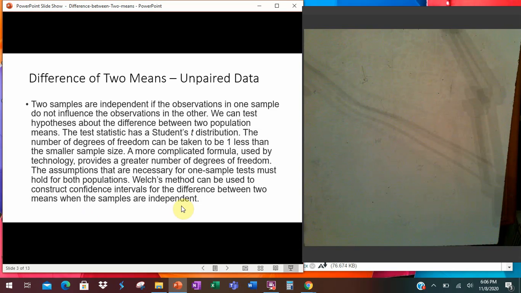So that's the more complicated formula used by technology, which provides a greater number of degrees of freedom. It's just a little better version of it. And the assumptions that are necessary for one sample test must hold for both populations: sample sizes greater than or equal to 30, or we assume that both populations are normal.